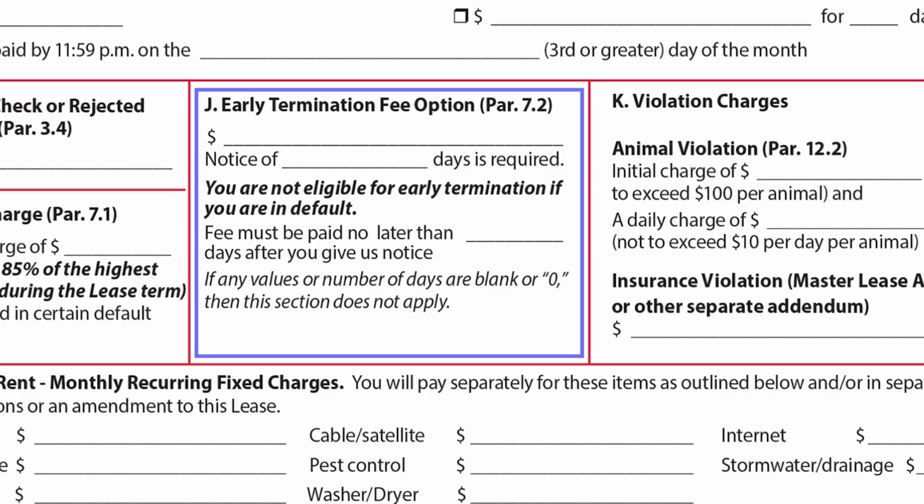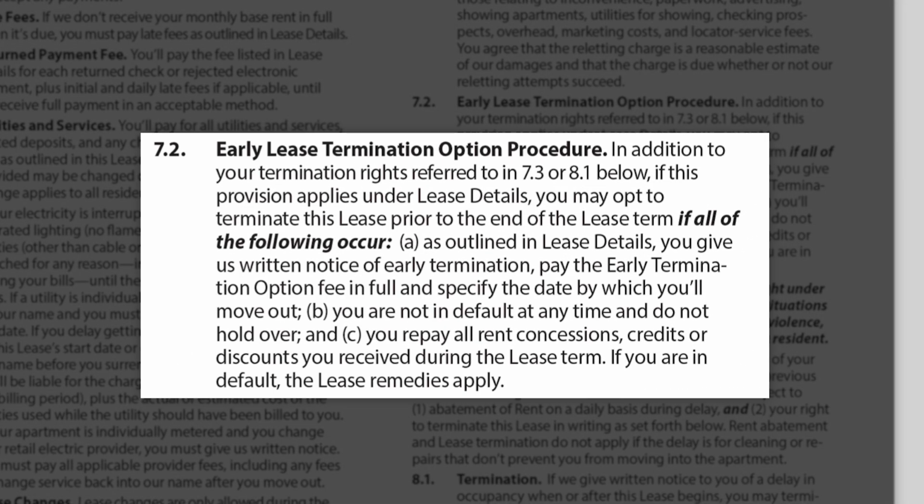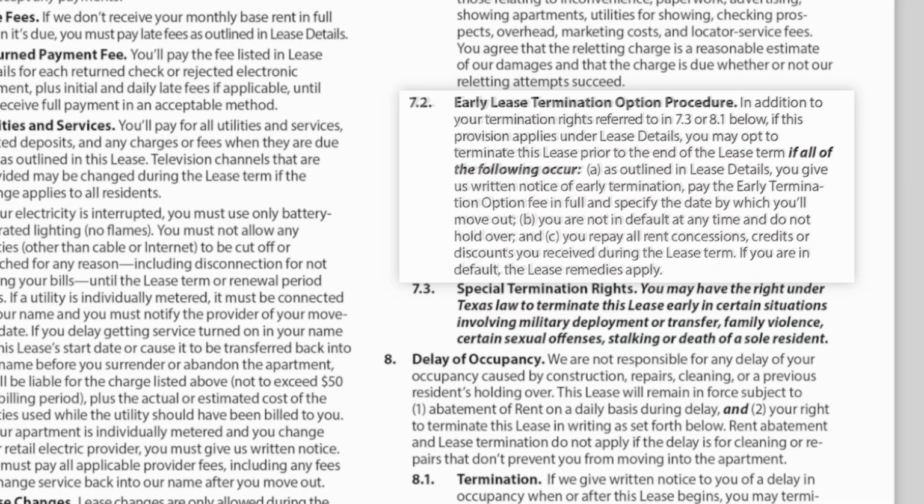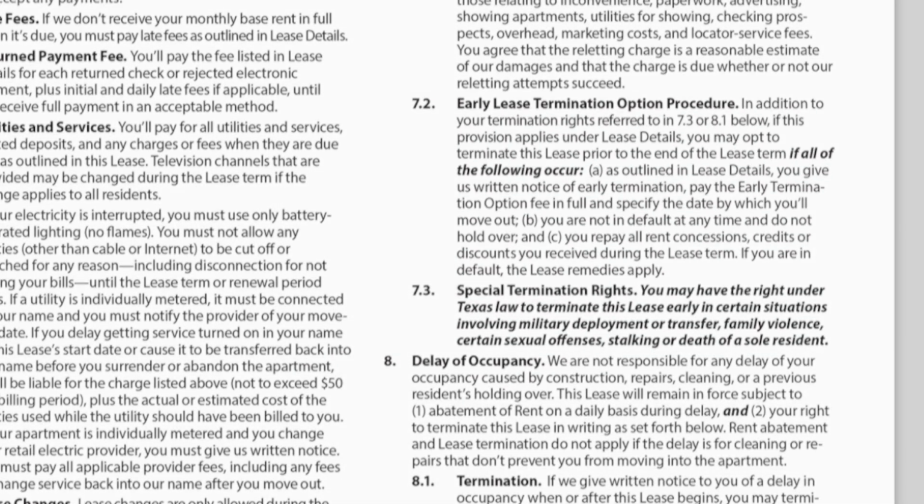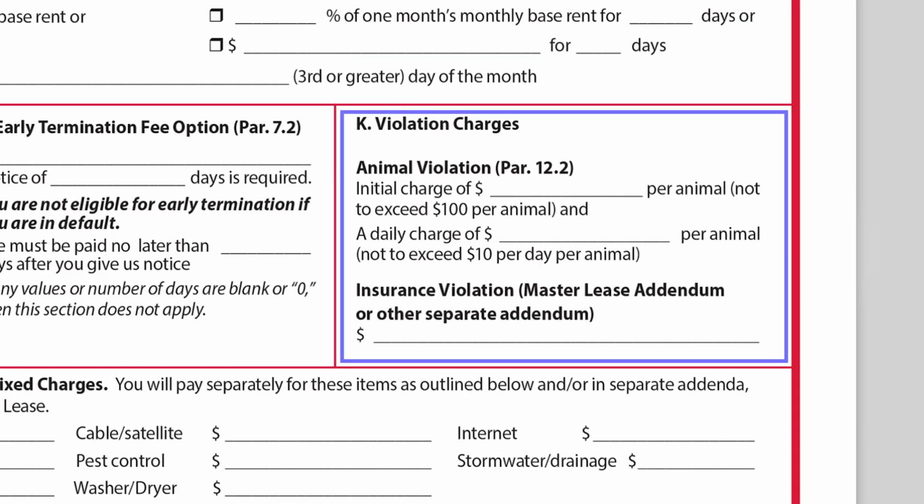Box J, Early Termination Fee, Paragraph 7.2. If amounts are filled in, then this section applies, and you may exercise the option to terminate the lease early if you are not in default, give notice, and pay the fees and rent as outlined in the lease. If any values or number of days are left blank or are 0, then this section does not apply. Box K, Animal Violation Charges, Paragraph 12.2.